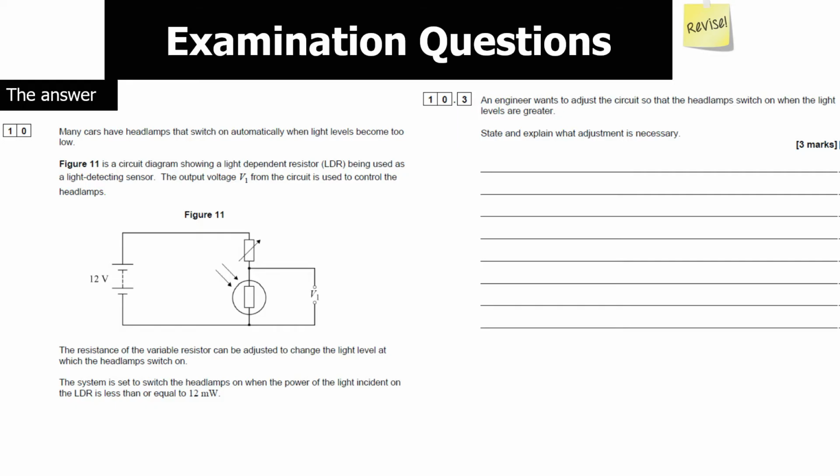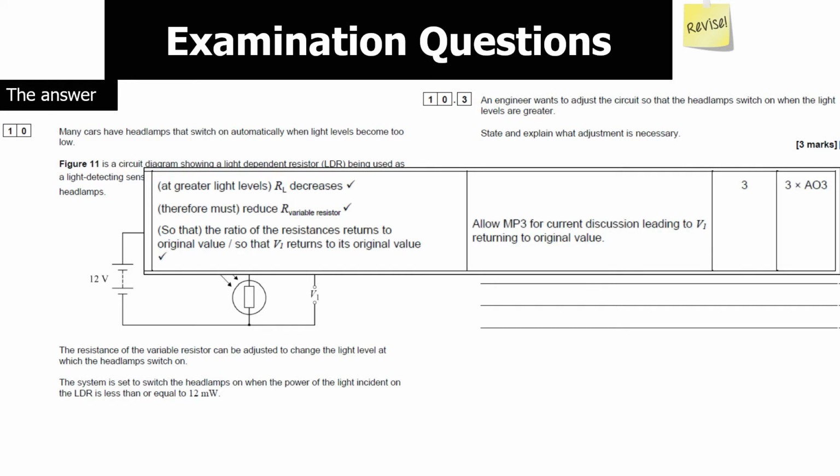So you'll notice that we want to adjust the circuit so the headlamps switch on when the light levels are greater. If you have greater light levels, then the resistance of the LDR will decrease. That's a fact, you just know. So therefore you've got to reduce the resistance of the variable resistor. And why is that? That's so that the ratios of the resistances return to their original value, so that V1 returns to its original value, so it will switch on when you need it to, because there's a potential divider circuit.